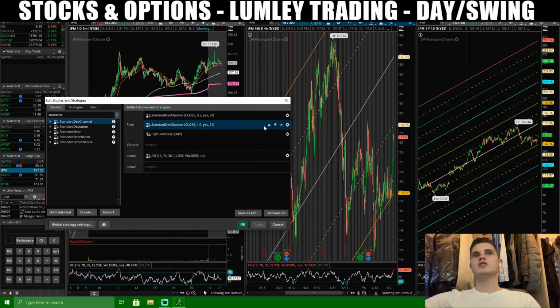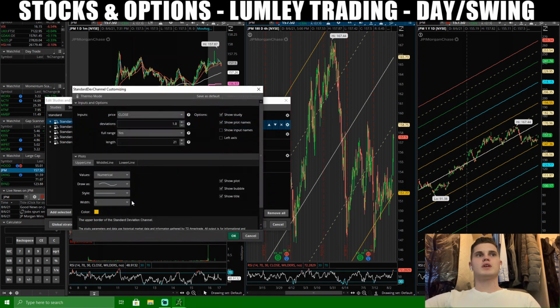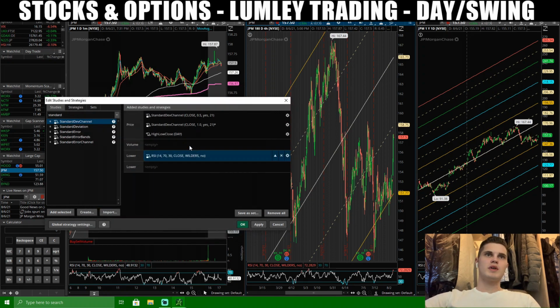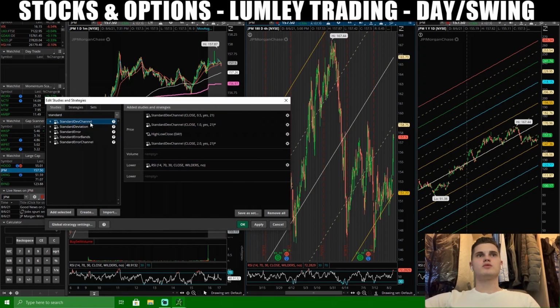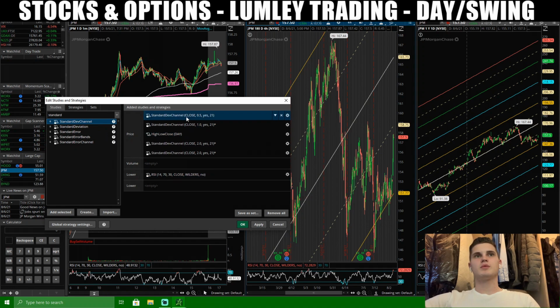Then for the whole deviations, the ones that are like 1.0, 2.0, 3.0, 4.0, you go into here and you change the upper and lower line to a color. You don't have to change the style because you want that to be a solid line. But that's basically all you have to do. I'll quickly do 2 examples just to make it clear. So we've already got the 0.5, 1.0.